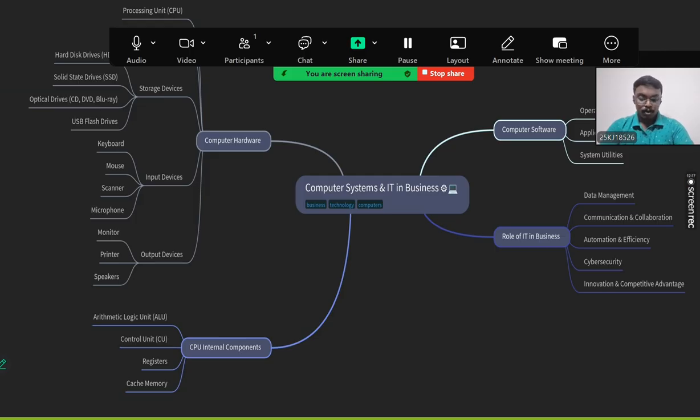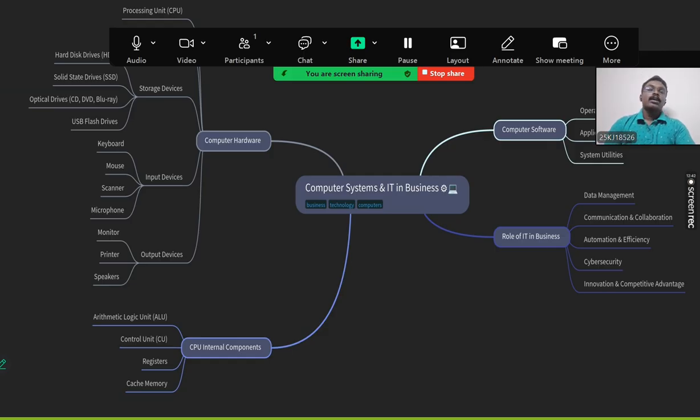Now the next one is automation and efficiency. IT automates routine tasks, like data processing and data entry. These are routine tasks that used to be done by humans. After the introduction of IT, these tasks are done through technology. This helps to ease the human work.